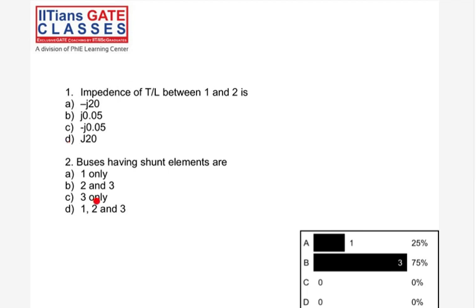So if you see, minus j20 is the admittance. What they have asked in the question is the impedance, right? So impedance is 1 by the admittance. So it is 1 by minus j20. It would be j 0.05, right? Does that make sense now?